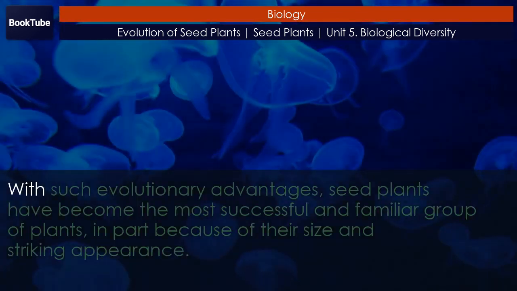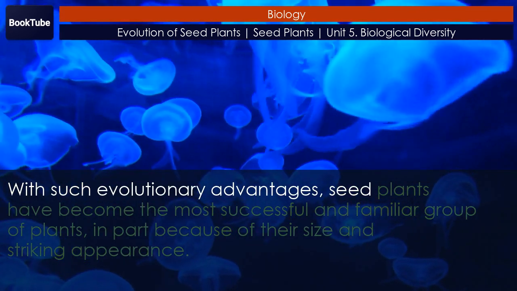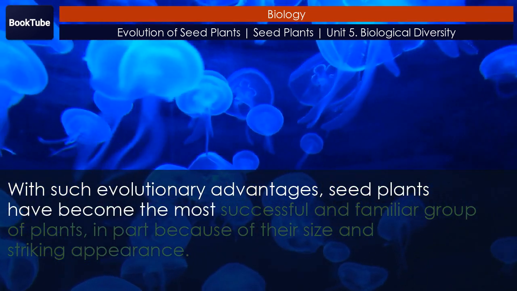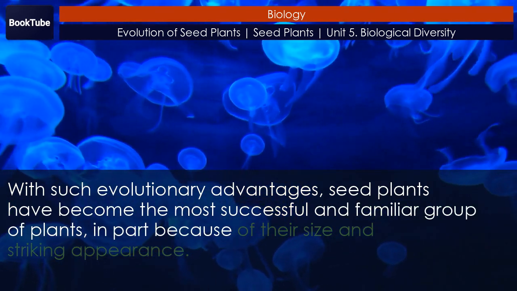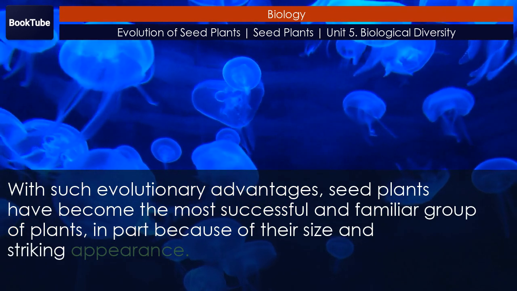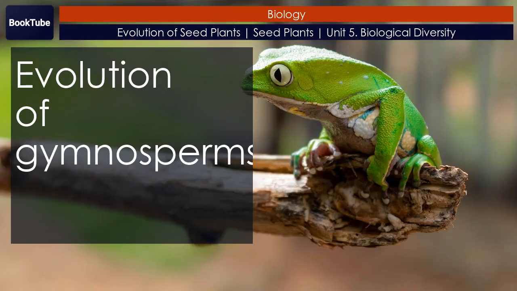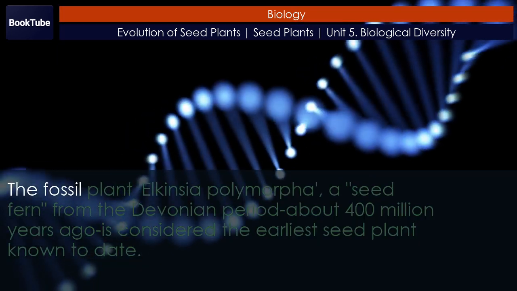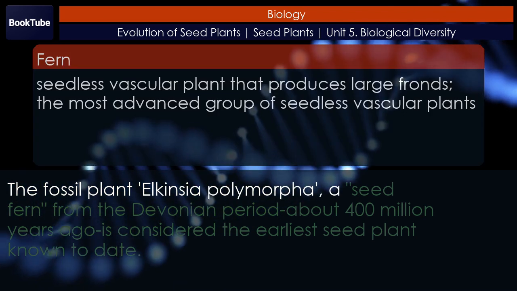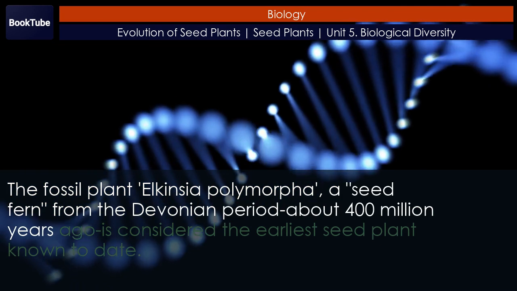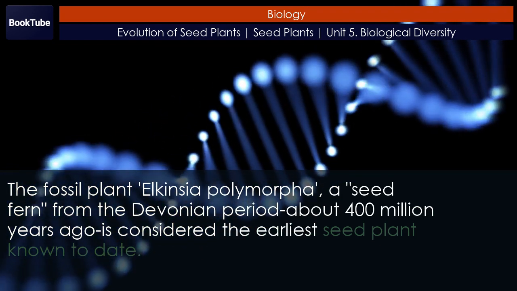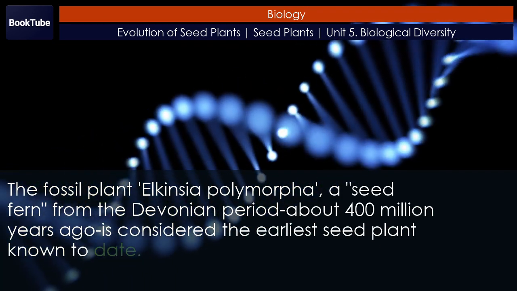With such evolutionary advantages, seed plants have become the most successful and familiar group of plants, in part because of their size and striking appearance. Evolution of Gymnosperms. The fossil plant, Elkinsia polymorpha, a seed fern from the Devonian period about 400 million years ago, is considered the earliest seed plant known to date.